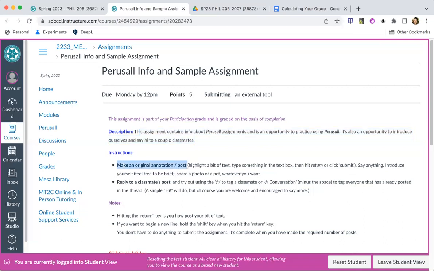Okay, make an original annotation or post means just open up the assignment and follow the instructions, but you'll just highlight a bit of text that will open up a little bubble where you can type something and you'll post an annotation on it. Reply means just reply to anyone else's. And this is just the sample assignment. So all you have to do is write, "This is my comment," or "Nice to meet you." That being said, it would be nice if you introduce yourself, whatever you want, however short. Share a photo if you want of whatever you want, as long as it's appropriate, obviously, or not. Just practice using the tools and say hi.